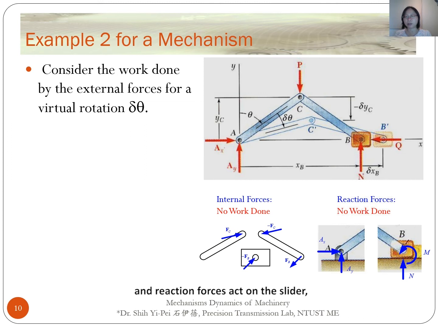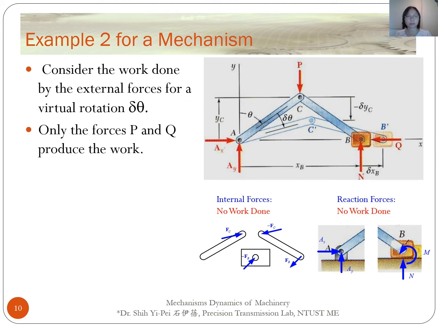And the reaction forces act on the slide. We have force N perpendicular to the slide axis, and the couple N along the slide axis to provide the slide rotation. Therefore, both force and moment perform no work. So, in this case, only the forces P and Q produce non-zero work. The displacement of point B, XB increases, while the displacement of point C, YC decreases.